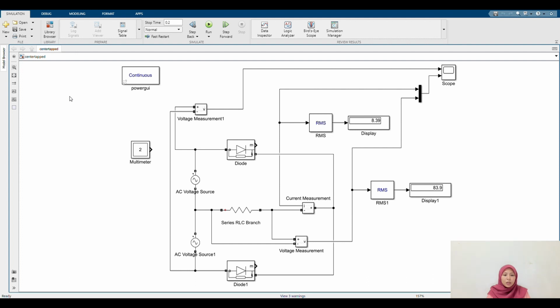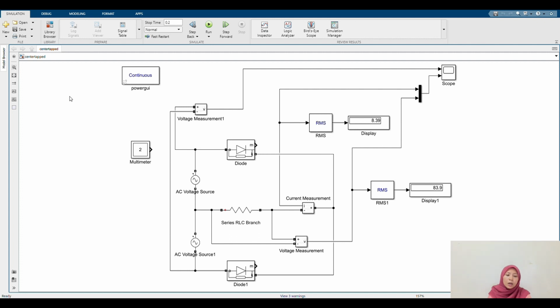So today I would like to present my part, which is about the center tap full wave rectifier. As we know, the center tap full wave rectifier is a type of rectifier which uses a center tap transformer and two diodes to convert the complete AC signal into DC signal. It is made up of an AC source, a center tap transformer, two diodes, and a load resistor.